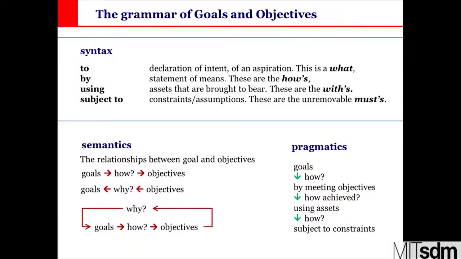The syntax, all of you that are in SDM are very familiar with this syntax of a goal and objective. It's to, by, using, subject to. It's a variation of Ed Crawley's formulation. To is a declaration of intent and aspiration. This is the what. This is what you want to do. By is a statement of means. This is how you're going to do it. Using are assets that are brought to bear to the to by. And these are the with. You're going to do this with. Subject to are constraints, assumptions, and these are the unremovable musts.